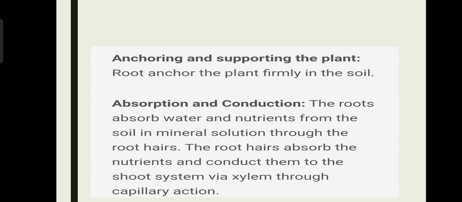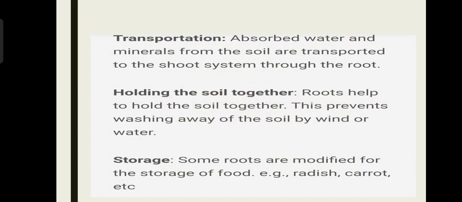Second function, absorption and conduction. The roots absorb water and nutrients from the soil in mineral solution through the root hairs. The root hairs absorb the nutrients and conduct them to the shoot system via xylem through capillary action. Transportation. Absorbed water and minerals from the soil are transported to the shoot system through the root.